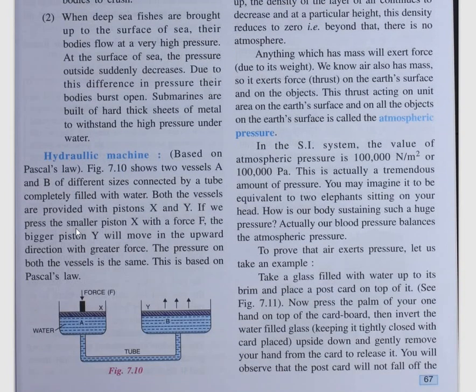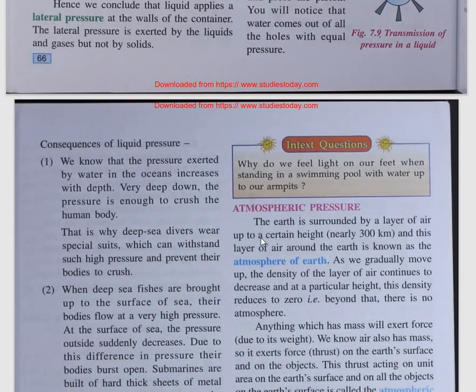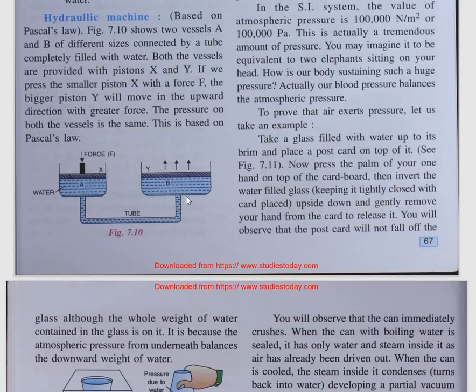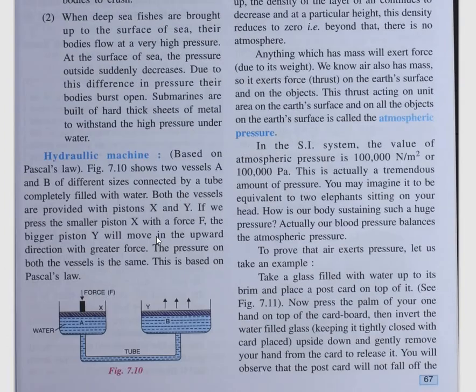So, the hydraulic machine is based on Pascal's law. Figure 7.10 shows two vessels A and B of different sizes. Over here, A and B are filled with water. Both the vessels are provided with pistons X and Y.